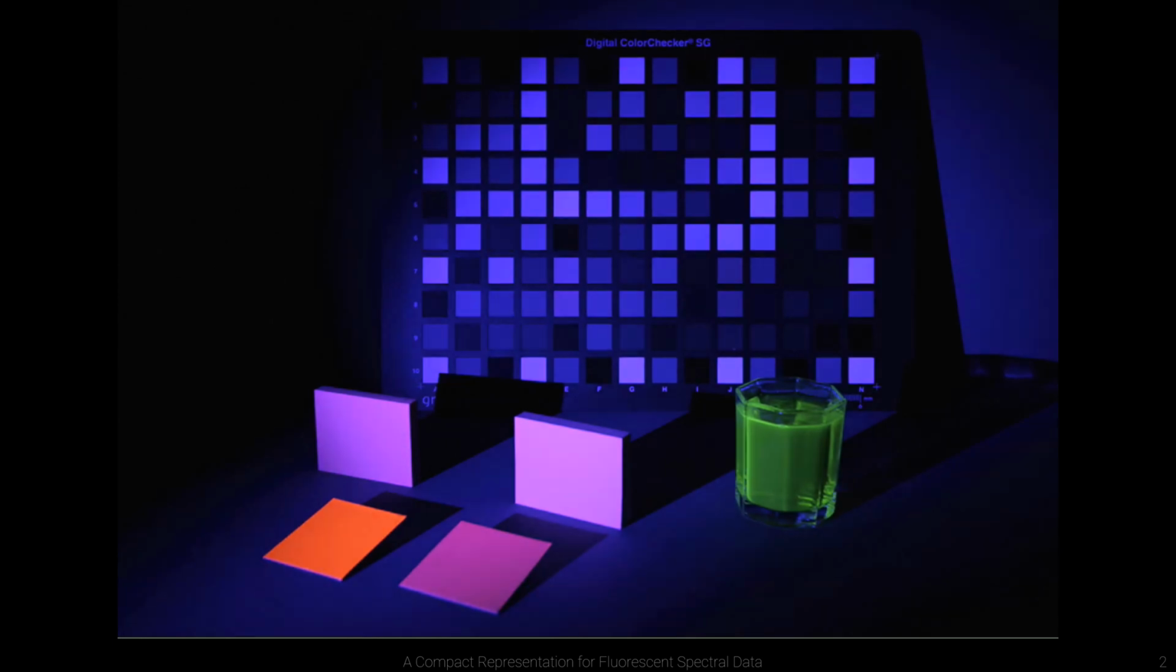I am very pleased to present our work from the historical building of Charles University. Our topic today is the efficient representation of fluorescent spectra. Hope you enjoy. Fluorescent materials are quite common.